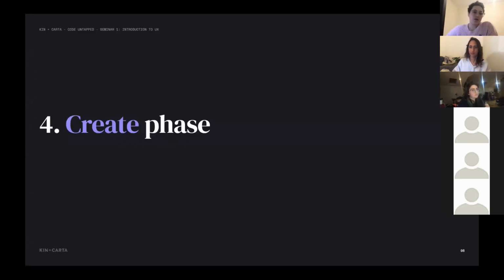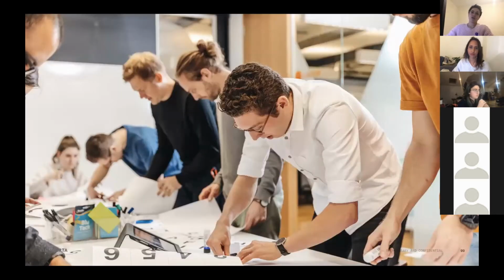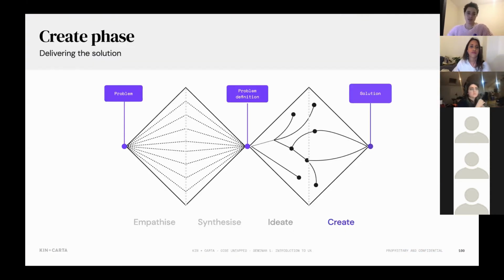And so now we're into the create phase. It's the final phase of the double diamond. And this is the create, or also known as the delivery phase. So once you have a few ideas that you want to focus on, you want to now test them with real users to get feedback and see if they will help to solve their problems.